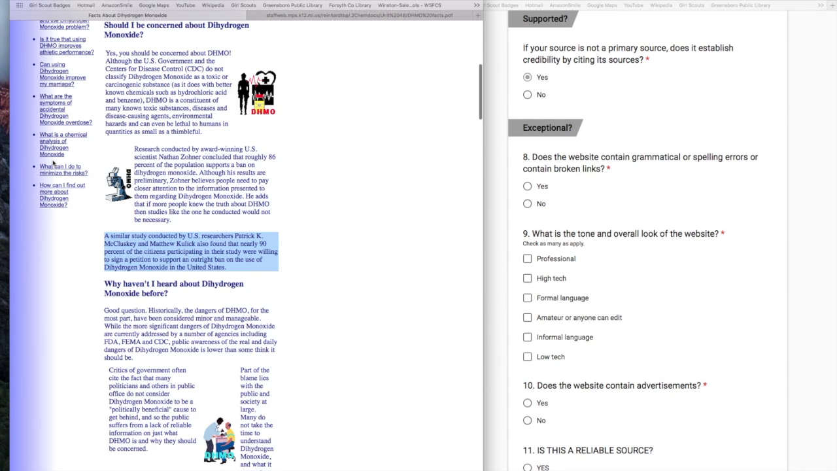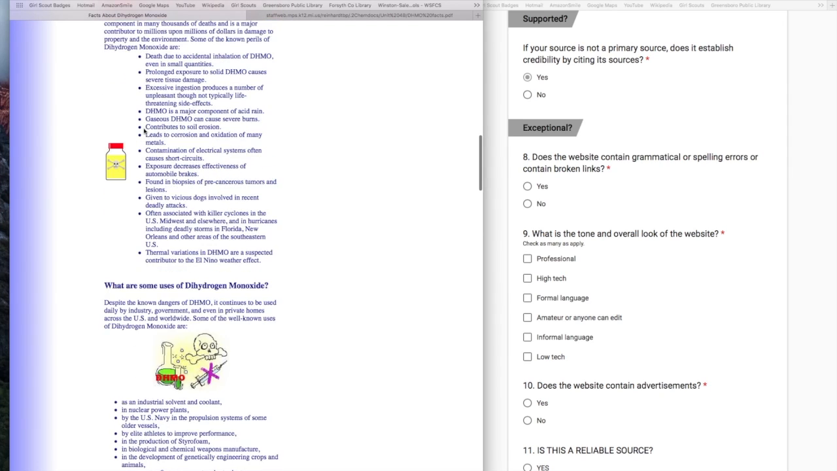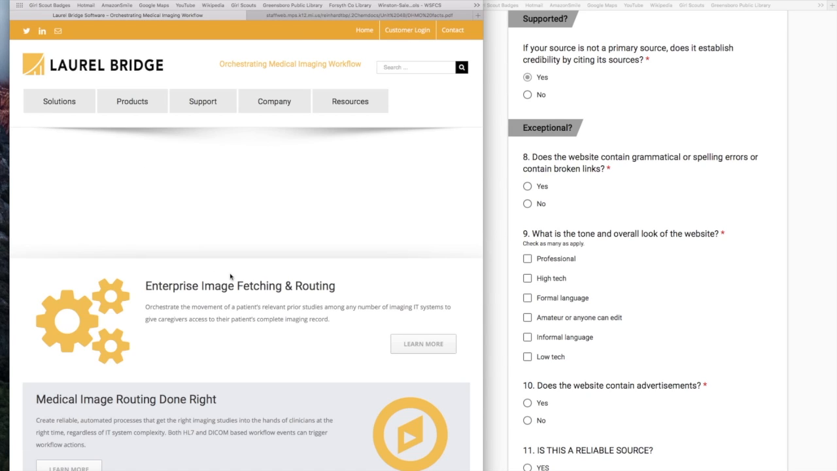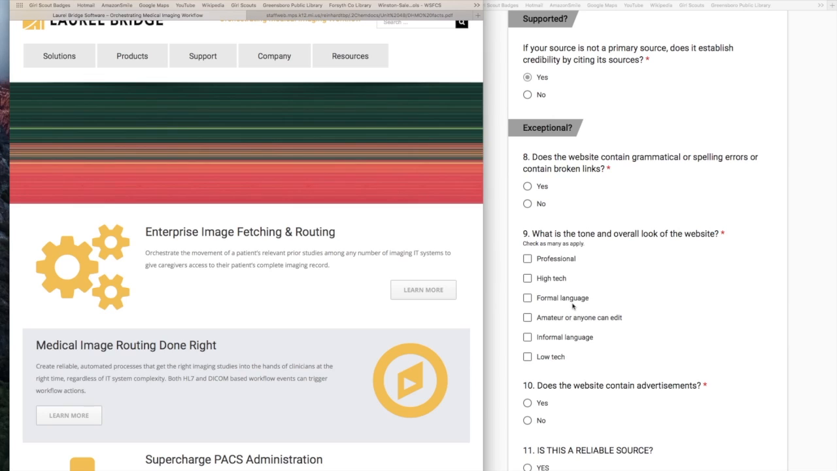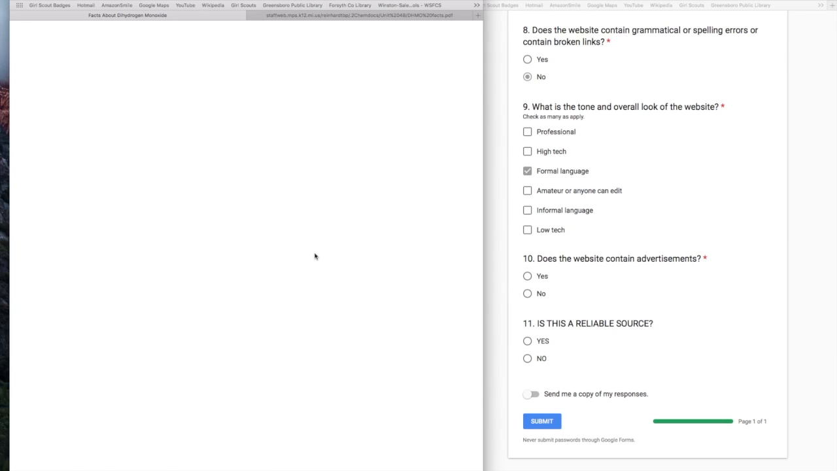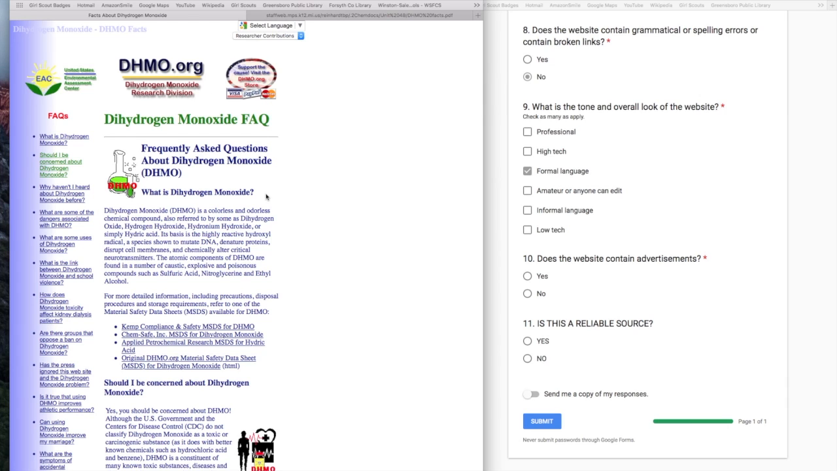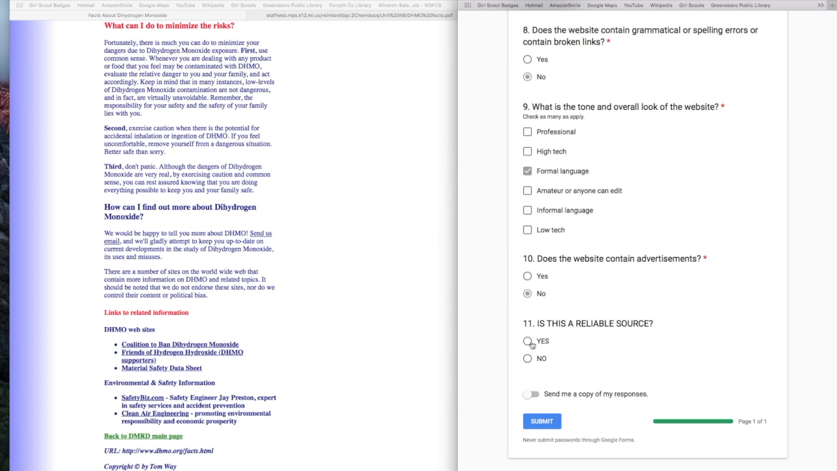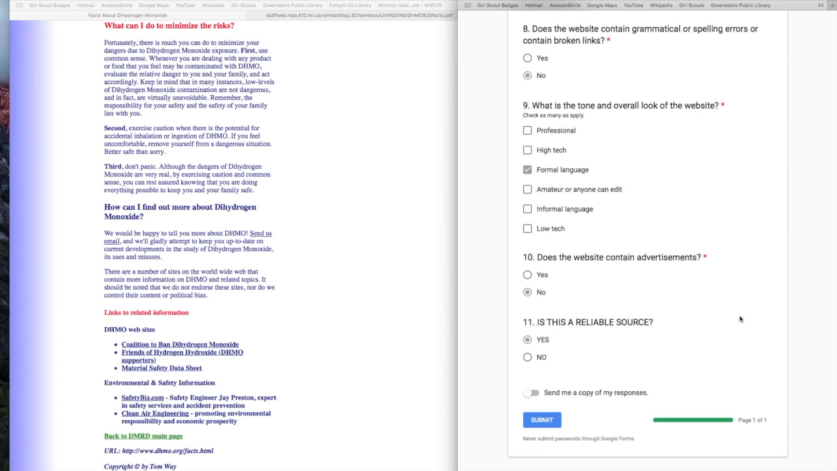The next step in these guiding questions asked whether there were any broken links or spelling or grammatical errors. Clicking on one of the links actually led to the website that they were looking for, so a student might then assume that there are no broken links and there are no errors. The overall look was one that was formal. The website didn't appear to have any advertisements outside of their site. So a student could then rightfully decide that this was a reliable source. And it only took 6 minutes and 50 seconds.